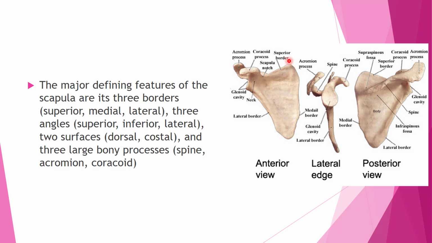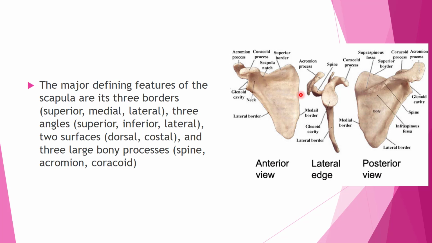Then there are three angles. This is superior angle of the scapula, then there is inferior angle of the scapula, and there is the lateral angle of the scapula. Then there are two surfaces. Can you see here? This is the ventral surface. This is anterior view. So this is the ventral surface of the scapula, which is also called the costal surface. And this one is the dorsal or the posterior surface of the scapula.